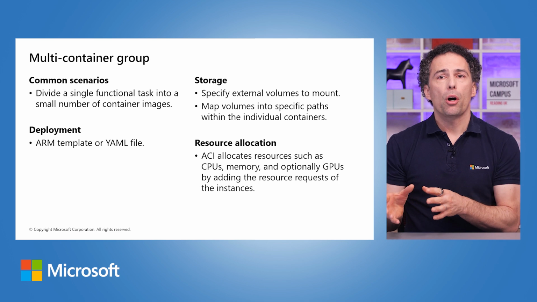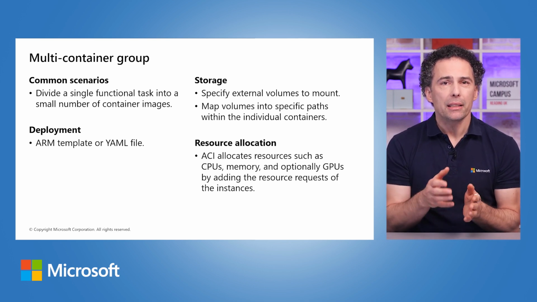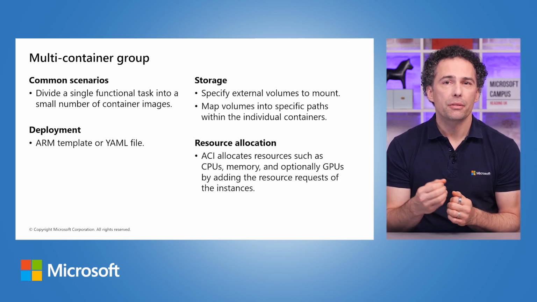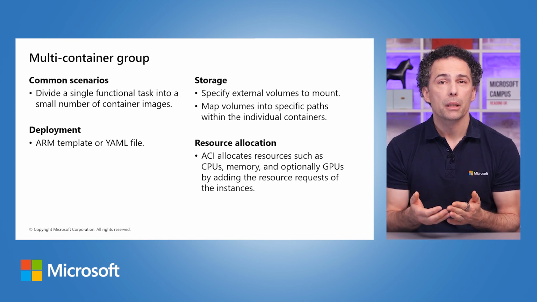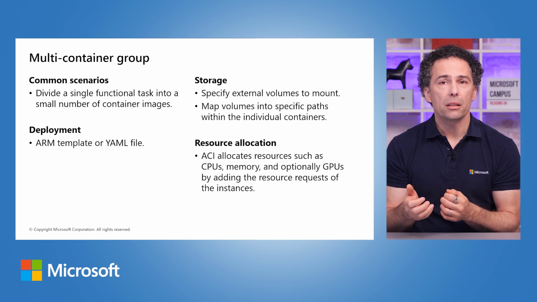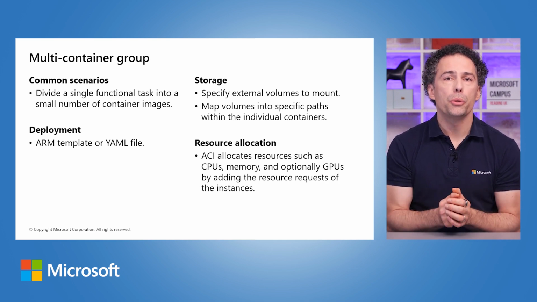For storage, we saw that we can mount Azure file shares into containers, but ACI also supports a secret volume to supply sensitive information to the containers, empty dir volumes to share data between the containers, and Git repo volume to clone a Git repository into your container.